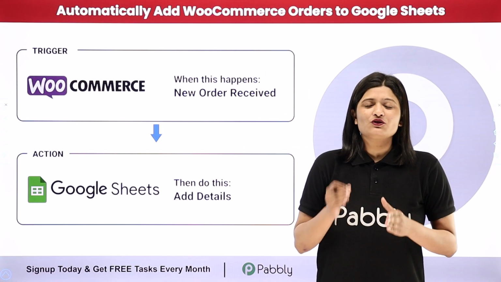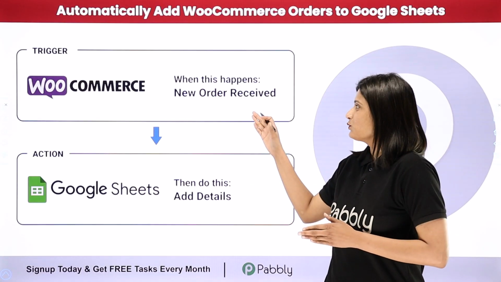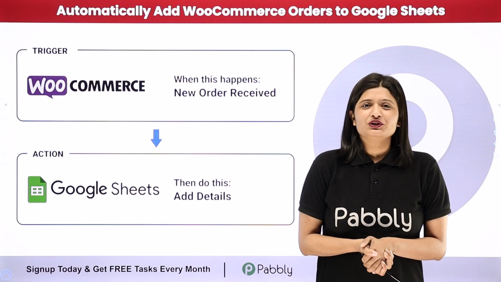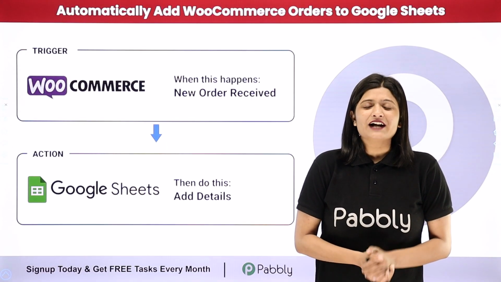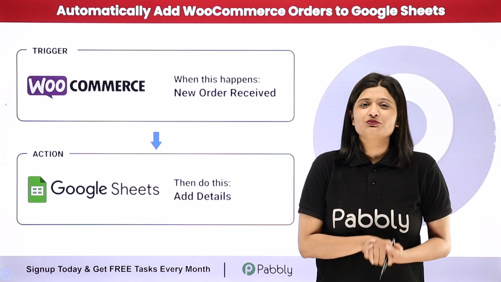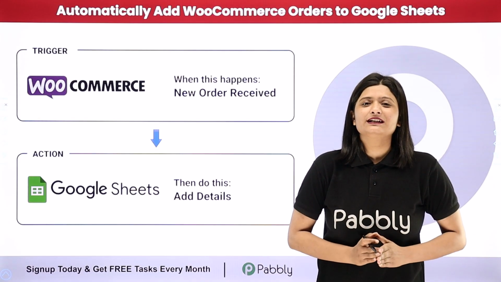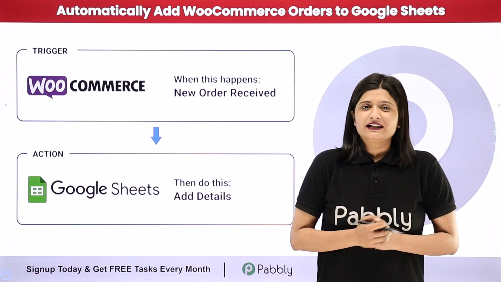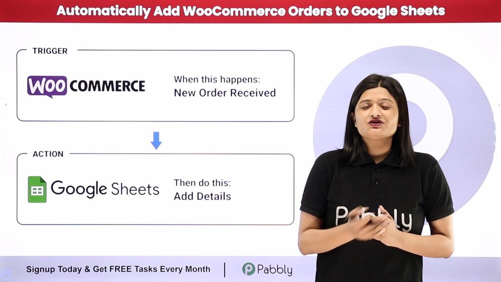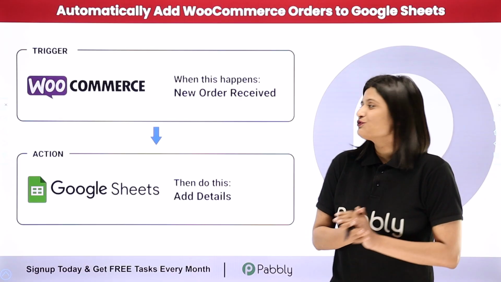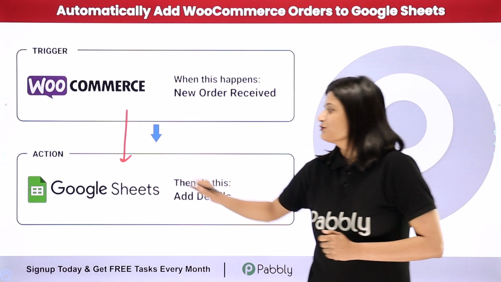So I'm running an e-commerce store and I have a store on WooCommerce from where I'm receiving all the orders. I want that whenever I receive a new order, I should automatically add all the order details to my Google Sheets spreadsheet. Doing this manually will consume a lot of my time, and that's why I've completely automated this entire process using Pabbly Connect. So Pabbly Connect is an amazing automation and integration software which requires no coding or programming skills. Here I just need to build a connection between WooCommerce and Google Sheets.